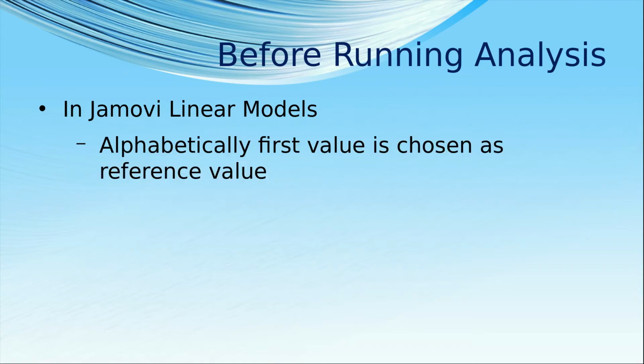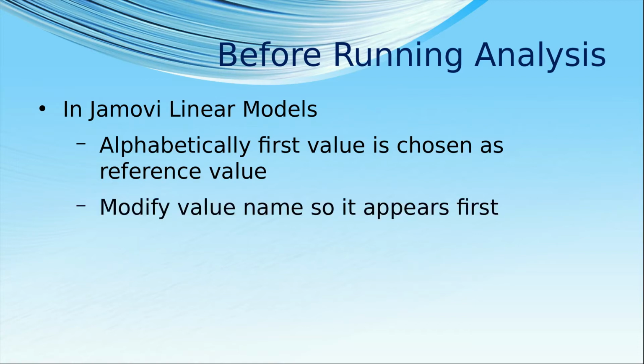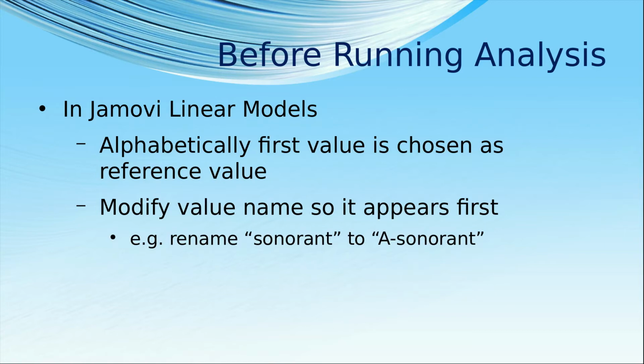In Jamovi linear models, the drop-down menu isn't available and the alphabetically first value is chosen as the reference value. So if you want to modify a value so that it appears first, for example, if you wanted to use the value sonorant as the reference value, you could rename it A sonorant so that it appears first alphabetically.